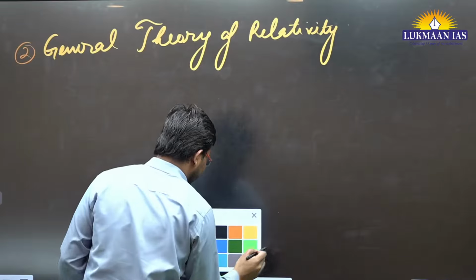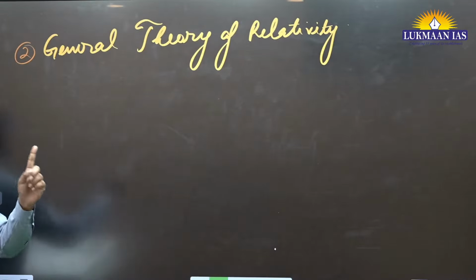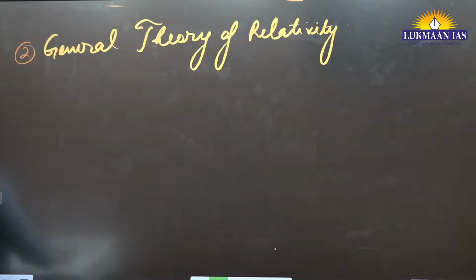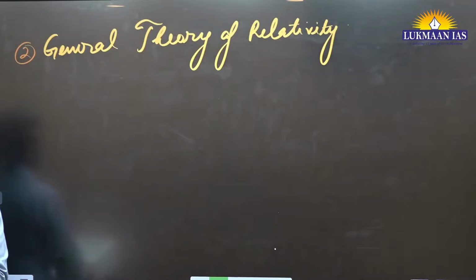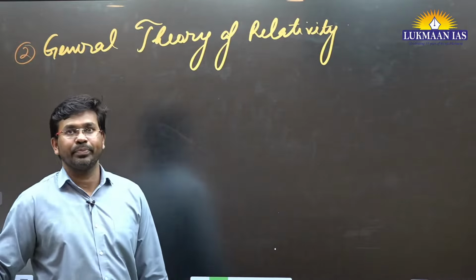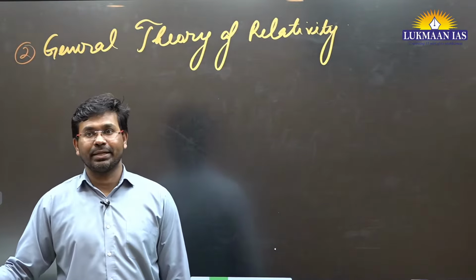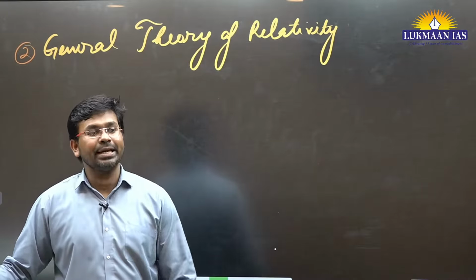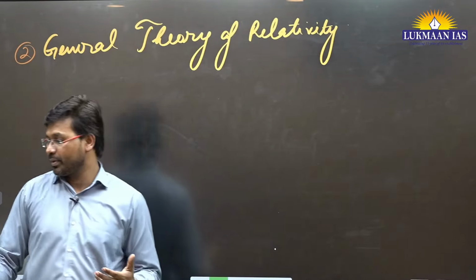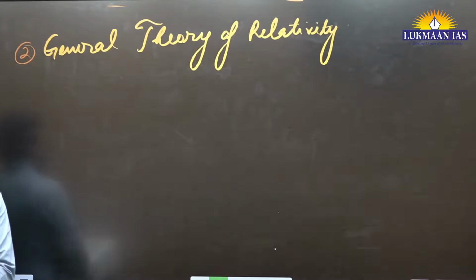General theory of relativity. So let's discuss the general theory of relativity. Write down about it. The general theory of relativity is a scientific theory proposed by Albert Einstein in 1915, okay. Full stop. It is a theory of gravity.